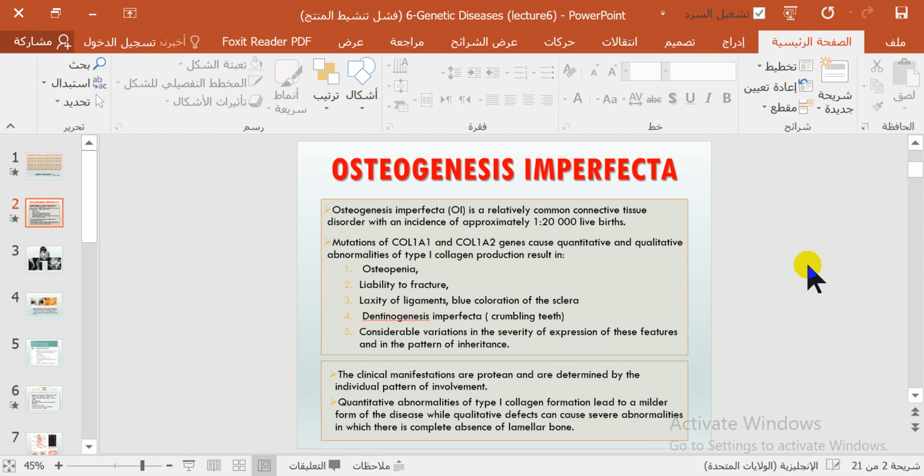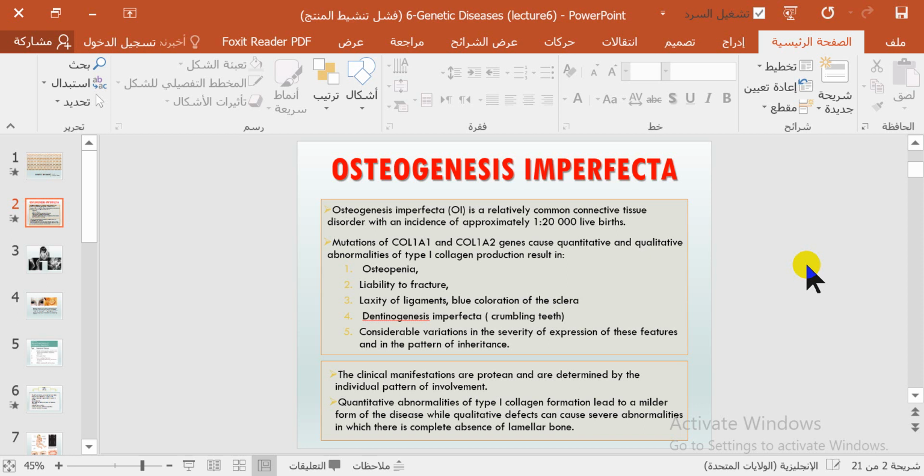Osteogenesis imperfecta is a relatively common connective tissue disorder with an incidence of approximately 1 per 20,000 at birth. It is a mutation of the collagen 1A1 and collagen 1A2 genes that causes qualitative and quantitative abnormalities of type 1 collagen production. Collagen type 1 is the commonest collagen in bone, leading to osteopenia, fragile bone, liability to fractures, and laxity of ligaments. Also, blue discoloration of the sclera.